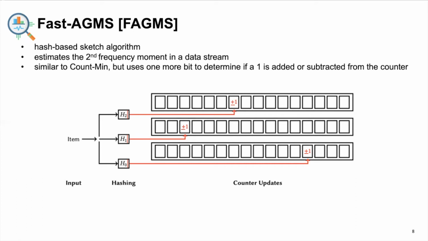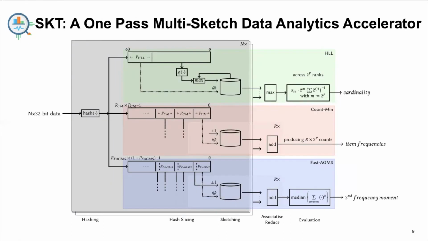Similar to HyperLogLog, FastAGMS will return a scalar value that represents the estimated value of the second frequency moment. Since all three algorithms that I have previously presented are hash-based algorithms, our main idea is to hash the input value only once and use the obtained hash value in order to update the underlying data structure of each algorithm. In this block diagram, you can observe the unidirectional design of our system, SKIT.